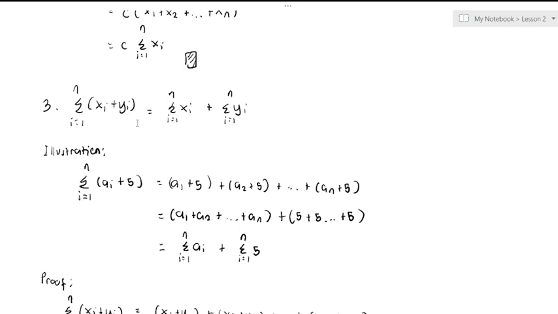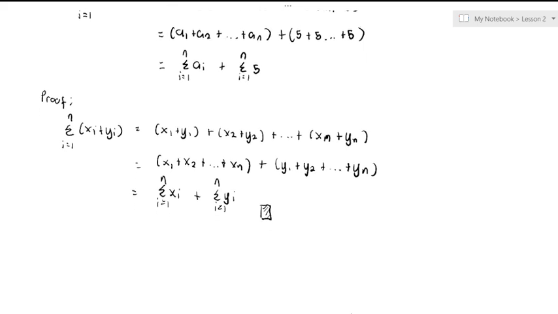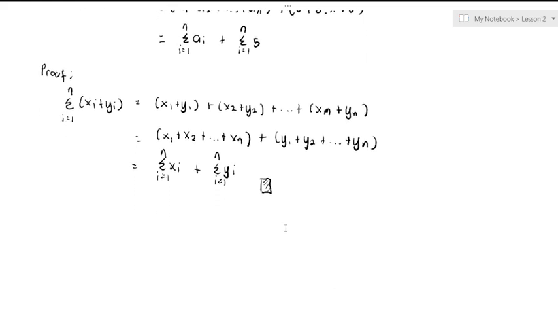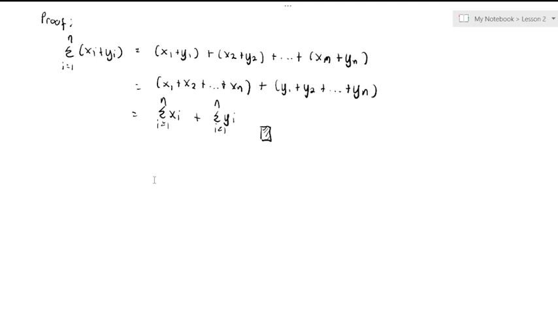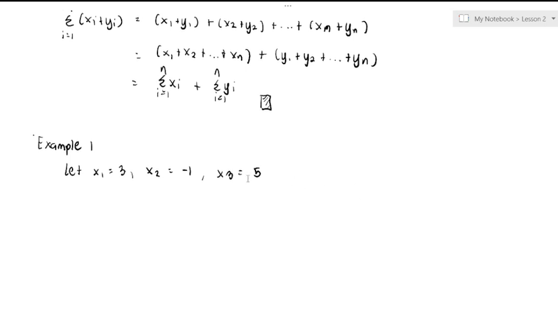Okay? So, let's have our example. So, let's try to apply summation notation. So, example 1. So, let x sub 1 equals 3, x sub 2 equals negative 1, x sub 3 equals 5. Okay. So, letter A.